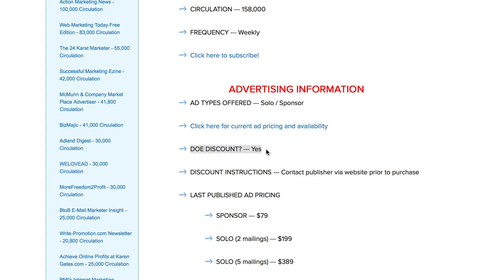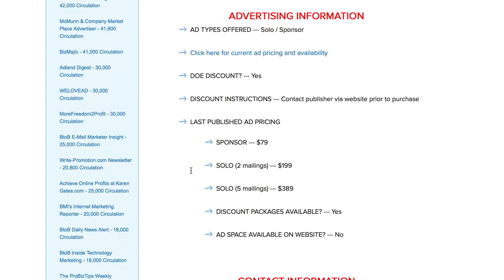Directory of Ezines discount. Just because I have access, I'm a member of Directory of Ezines, I actually get a discount, and sometimes it's buy one, get one free. Sometimes it's 30% off. Sometimes it's 60% off, stuff like that, right? So it's really, really cool. It actually pays really, really well to be a member of Directory of Ezines as well, okay?